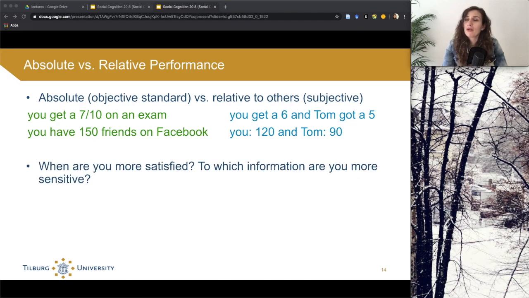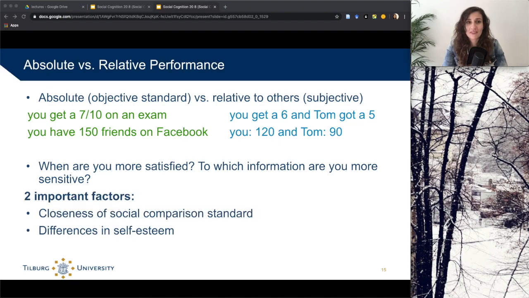Now the question I would ask you here, so take a minute to pause the video after I've paused it, is when are you more satisfied? To which information are you more sensitive? And which one would make you happier to know? Okay, remember that, and now let's take a look at what the research says.